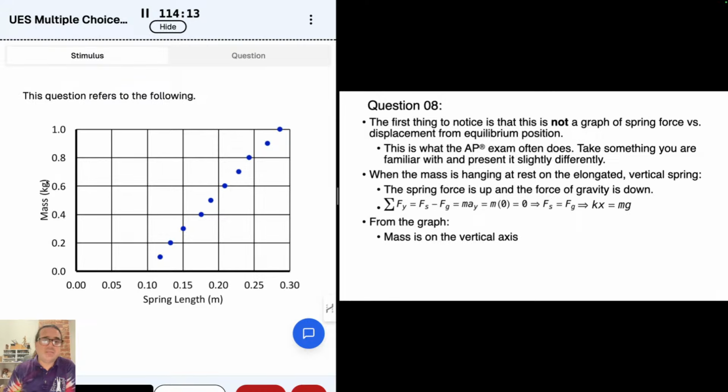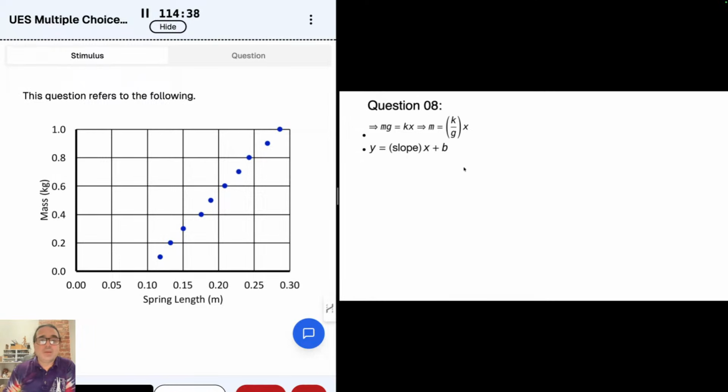So from the graph, mass is on the vertical axis. Spring length, which is a distance, is on the horizontal axis. So mass times the acceleration due to gravity equals the spring constant times x. We've got that right here, displacement from equilibrium position. Therefore, we can solve for the mass. The mass equals the spring constant divided by the acceleration due to gravity times x.